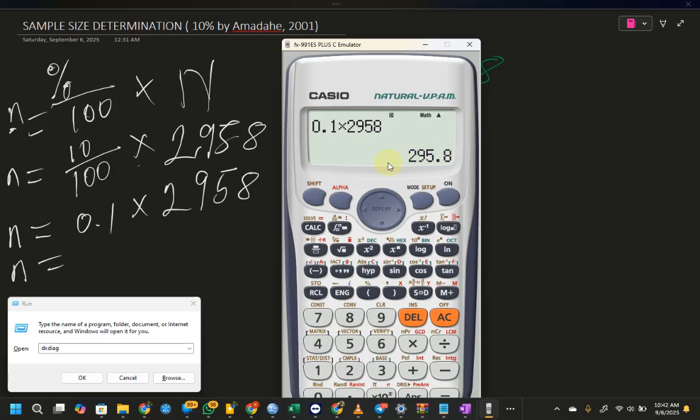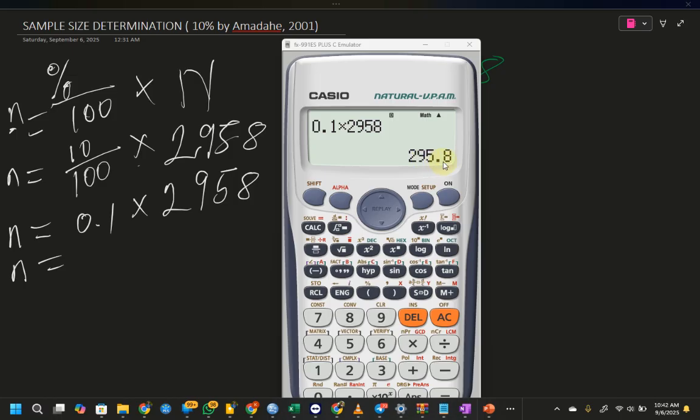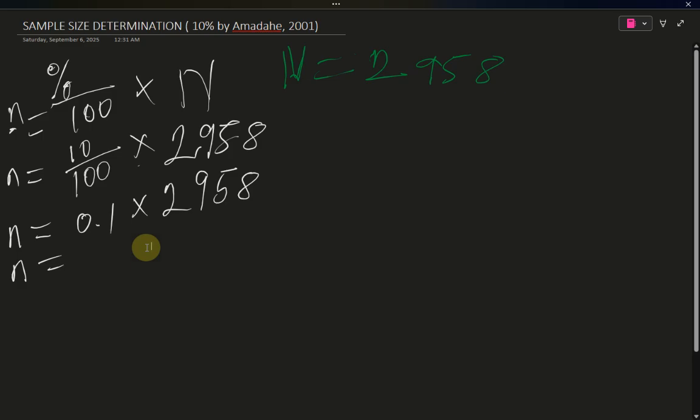So what he is saying is, once you calculate, you get 295.8. So our n here will be 295.8. But since you can't have a decimal person, like who is the 0.8? I don't think Miss Lydia wants to be 0.8. You have to be a full person.